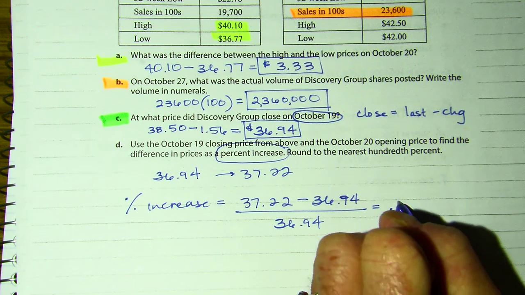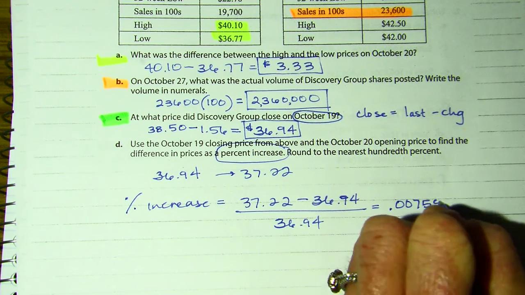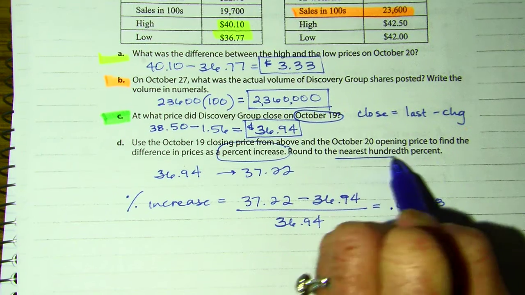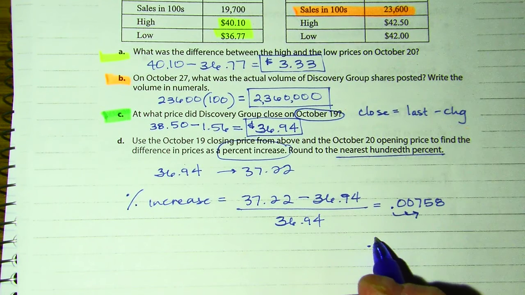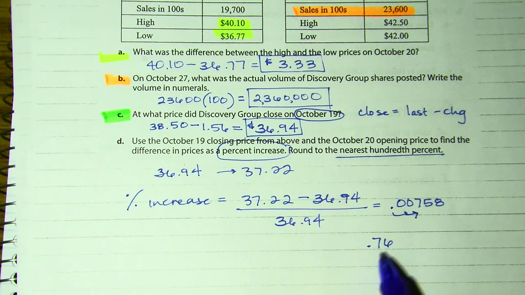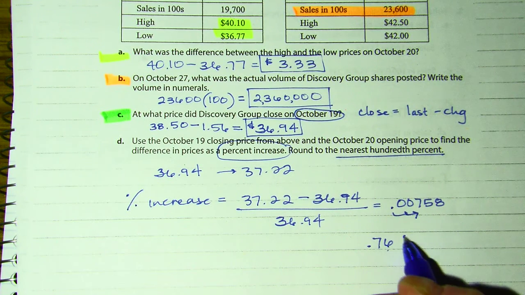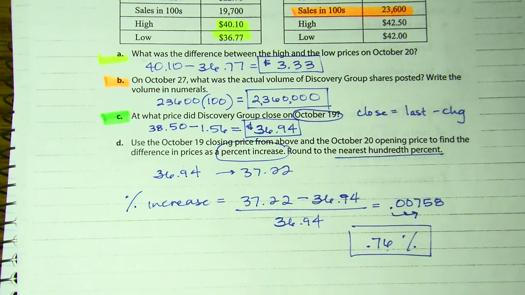And I got 0.00758. They said to round to the nearest hundredth percent. So remember, we move our decimal 2 places. So 0.76, that's the hundredth place percent. So less than 1% change.